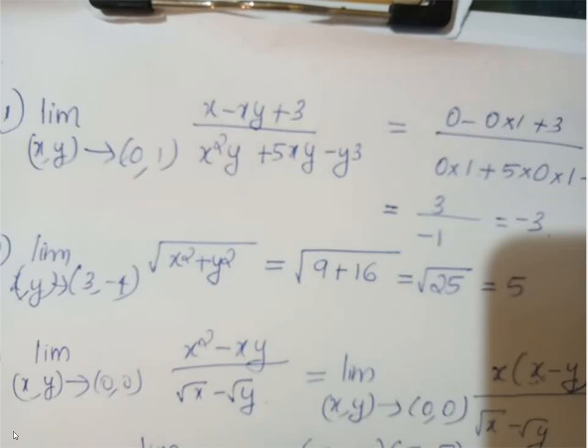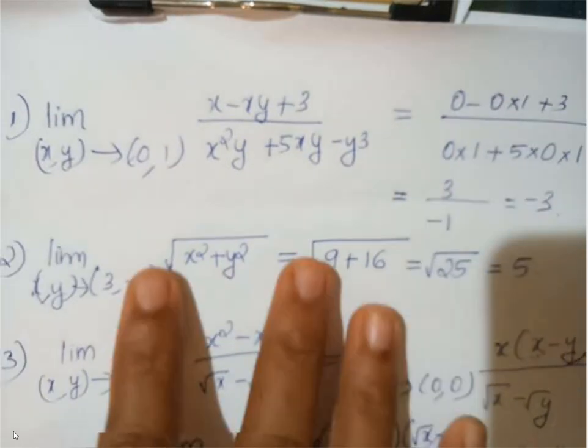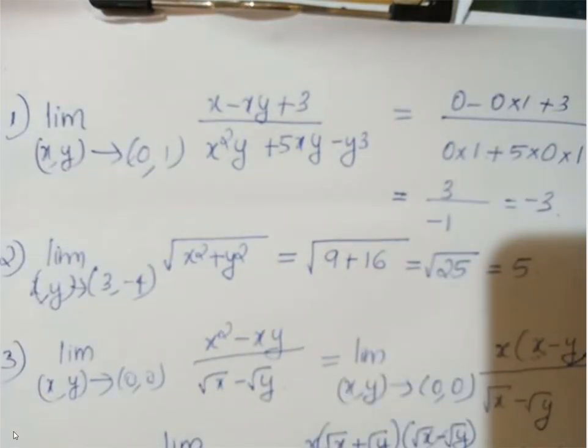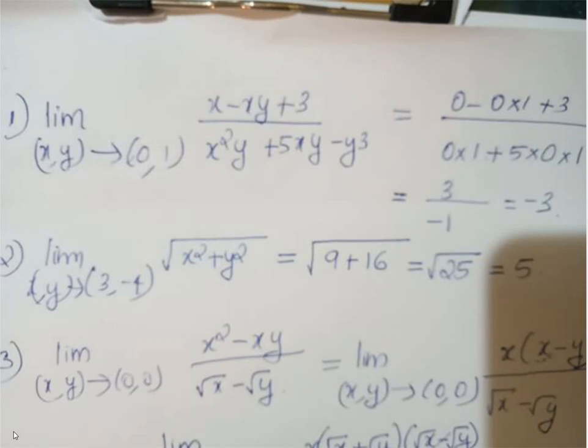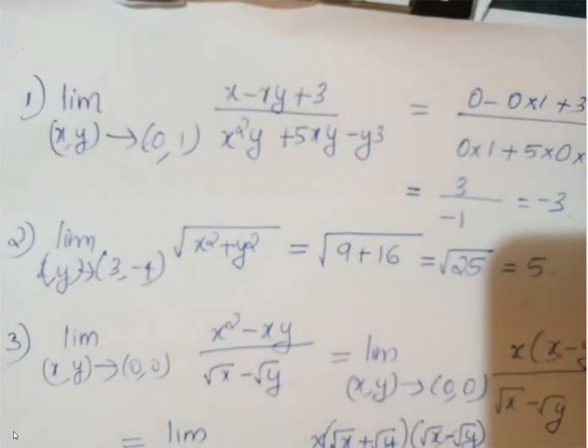So we can jump to some examples corresponding to these limits of functions of two variables, right? For example, I'm taking an example: limit (x, y) tends to (0, 1). Then (0, 1) means x tends to 0 and y tends to 1.